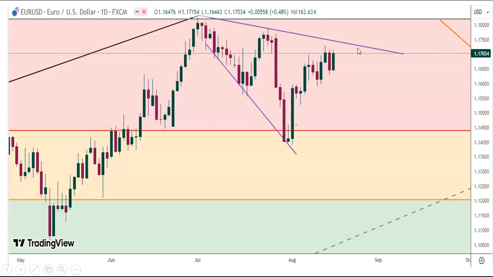an expanding triangle. Okay, so I'm expecting it to be choppy for the next week, right? With much more possibility of bearishness. Why I'm assuming it's going to be bearish, and not going to break the higher band and go upwards.